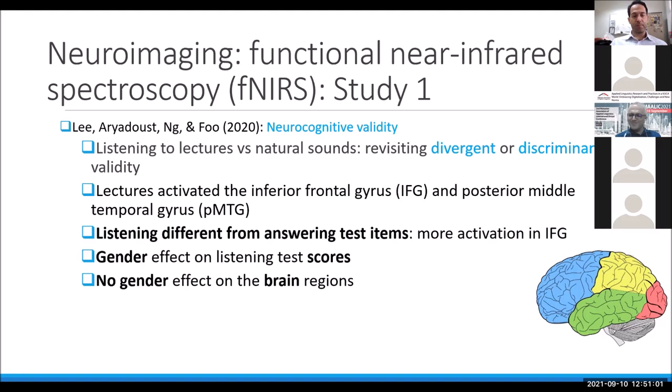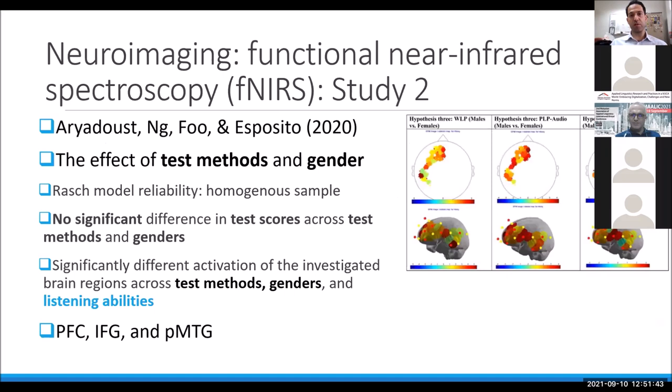Okay, so we also did some follow-up analysis and we found that there was some gender effect on test scores. But interestingly, there was no gender effect on the brain regions. And that was quite interesting for us. There's no difference in brain regions in terms of their activation across the two tasks, but there is a difference between genders in terms of their scores. So we did follow-up studies to figure out what might have caused this difference. Well, we're still not sure, to be honest with you, but we have taken some steps.